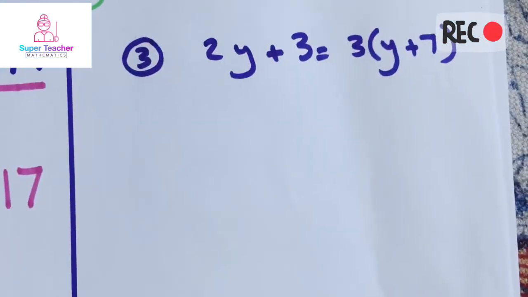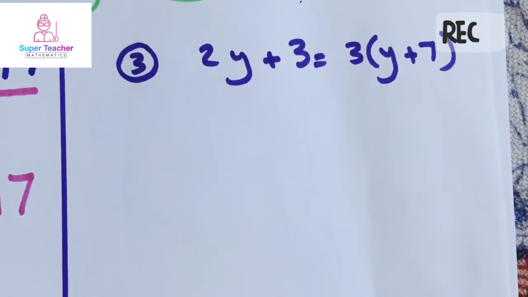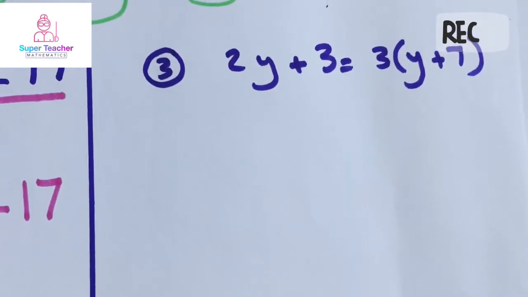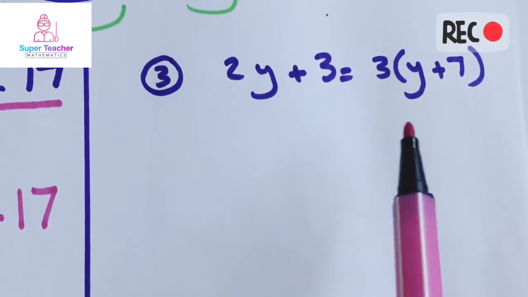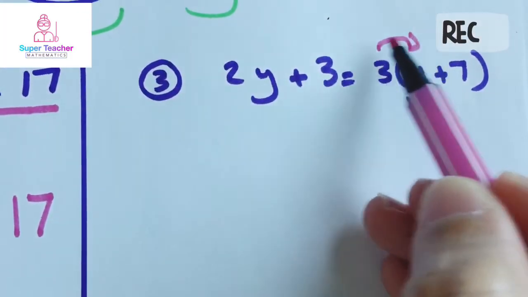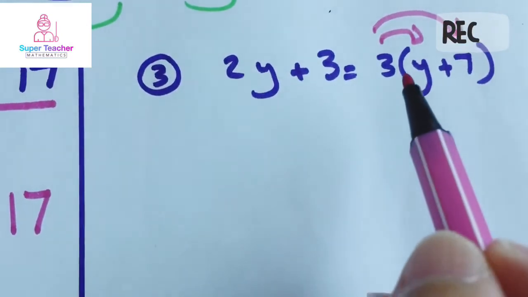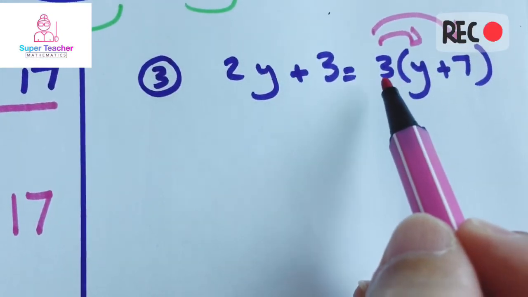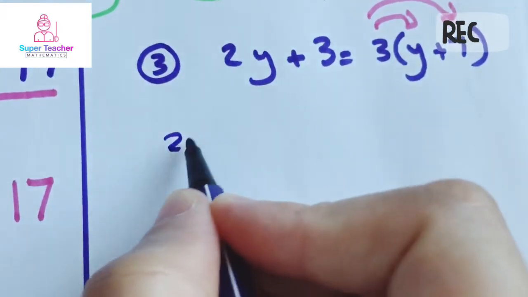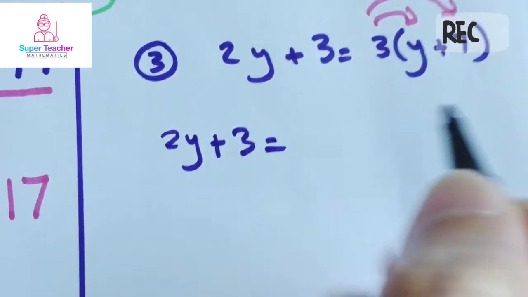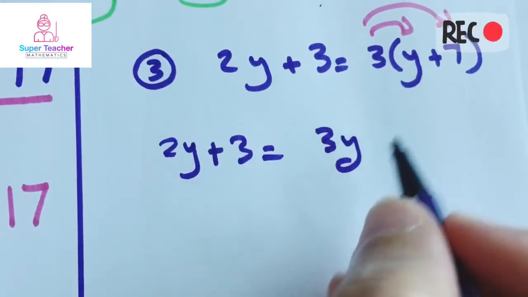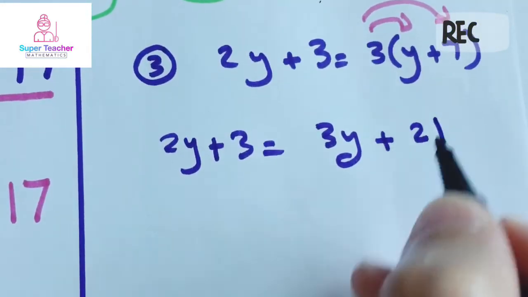Okay, question 3: 2y plus 3 equals 3 bracket y plus 7. Now I cannot do anything before I open the bracket. I have to open the bracket first. This is the distributive property. This means you are going to multiply 3 by y and 3 by 7. Let's write the equation again. 2y plus 3 equals 3 times y will be 3y, 3 times 7 will be 21.